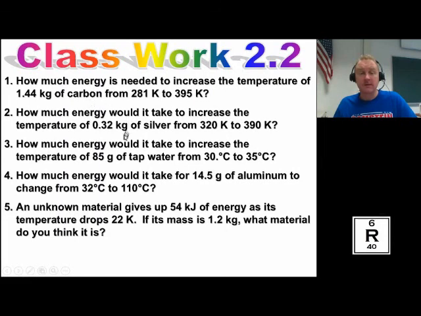And the second one, we're dealing with silver. It's a different specific heat. Here I've got water. I've got aluminum over here. And this one, number 5, check this out, an unknown material. So you're going to use these properties to see if you can figure out what the material is. You're going to solve for specific heat and then look at that table and see if you can figure out which one it is. So anyways, give this a try. And if you have any questions or problems or need help, let me know.